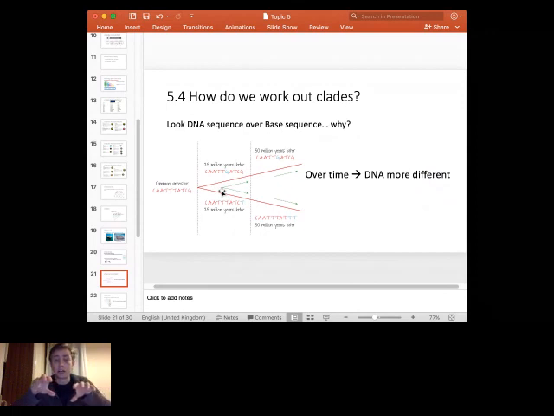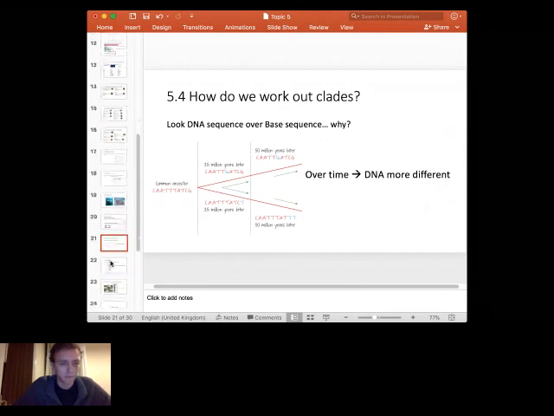And in order to work out which one developed first, we just have to see which one has the most similar DNA structure to that common ancestor. Because if one set of DNA is more common than the other one, then that one must have come along first. That hopefully makes sense. So basically, we look at DNA sequences. We can also look at base sequences since DNA codes for base sequences, but DNA is favorable, typically, okay?